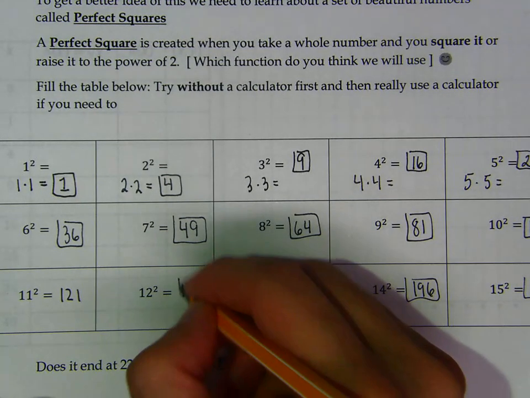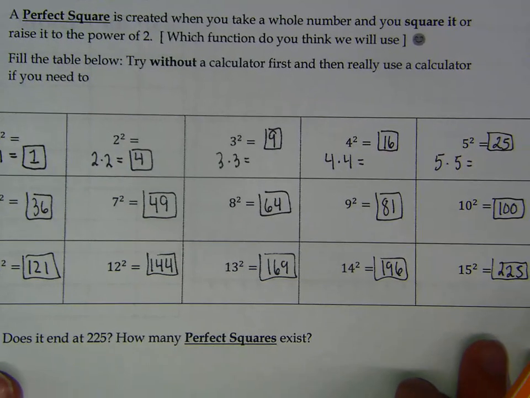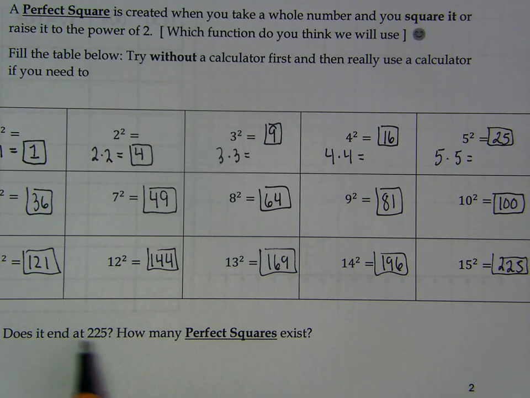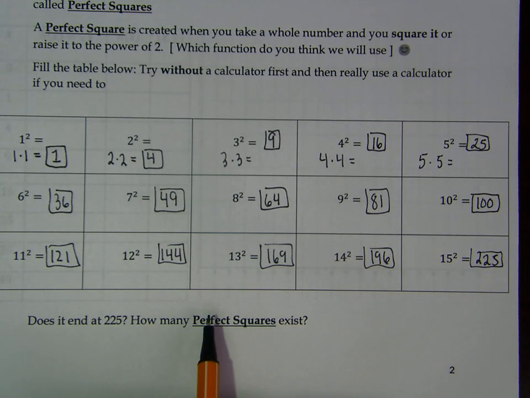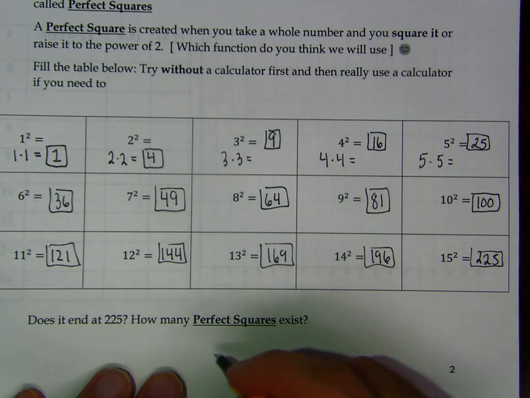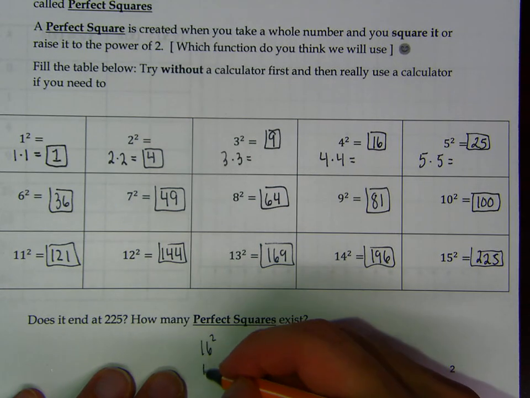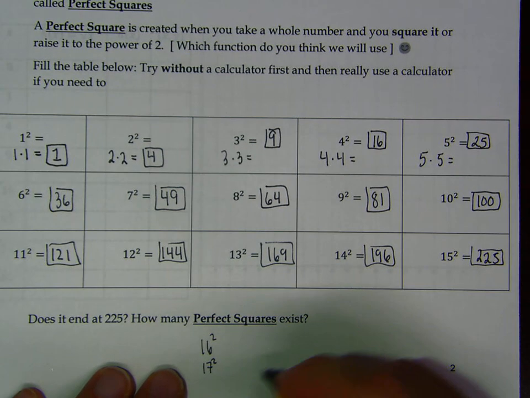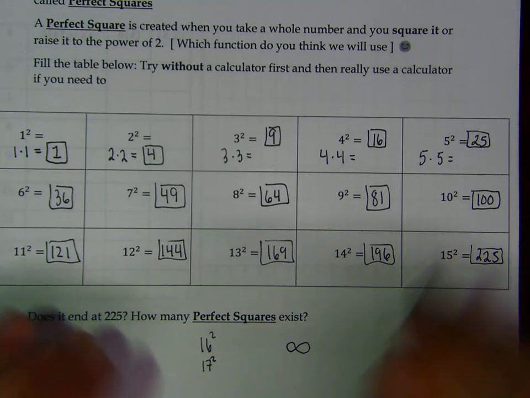Does it stop at 225? Is this my final perfect square? That's it? 225 is my final perfect square? How many perfect squares exist? Can I keep going? Can I say 16 squared, 17 squared? I could keep going. There's an infinite amount of perfect squares, right?